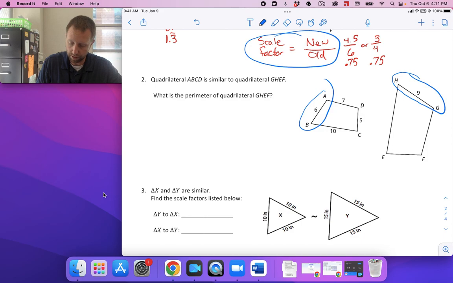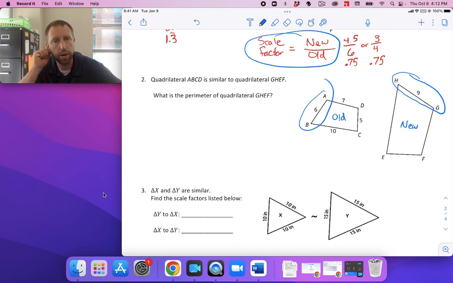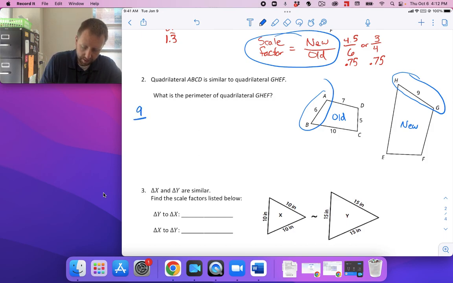This is the original, and I know it's the old one because it has all the measurements. We know all the measurements for that one, and it's on the left, so I always read from left to right. Knowing that that's the original one, I'm going to find my scale factor by doing new divided by old, so it's 9 divided by 6. And that equals 1.5.